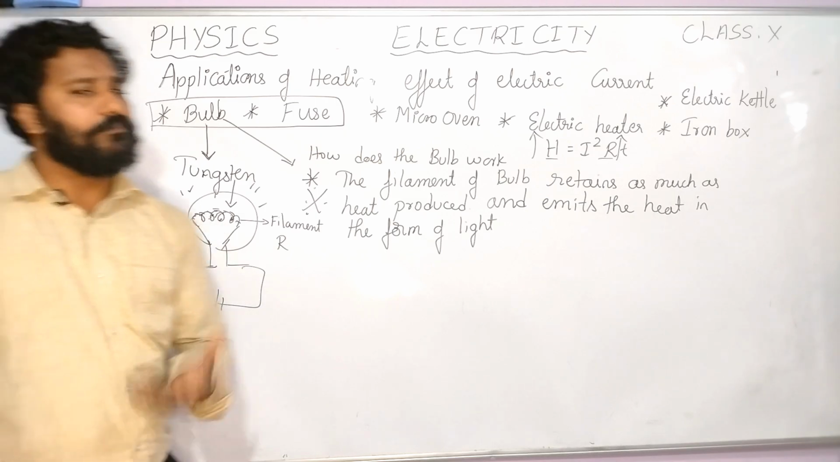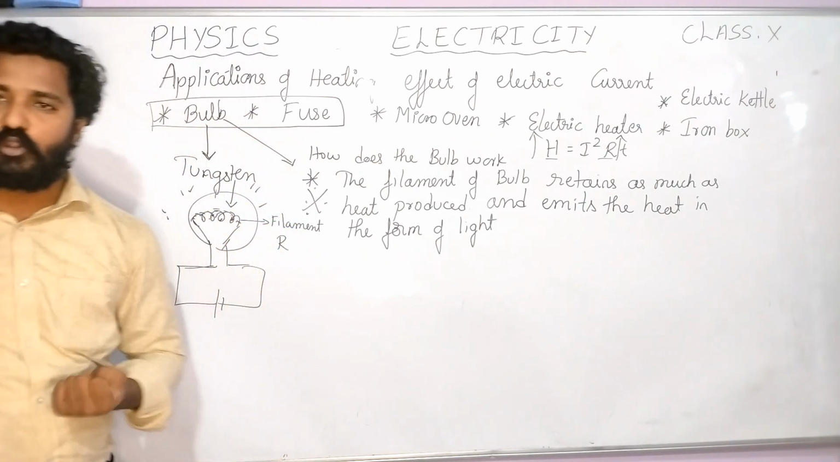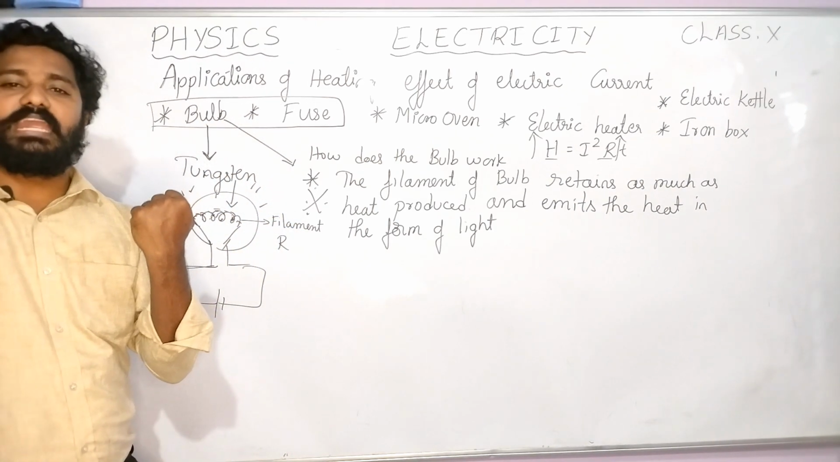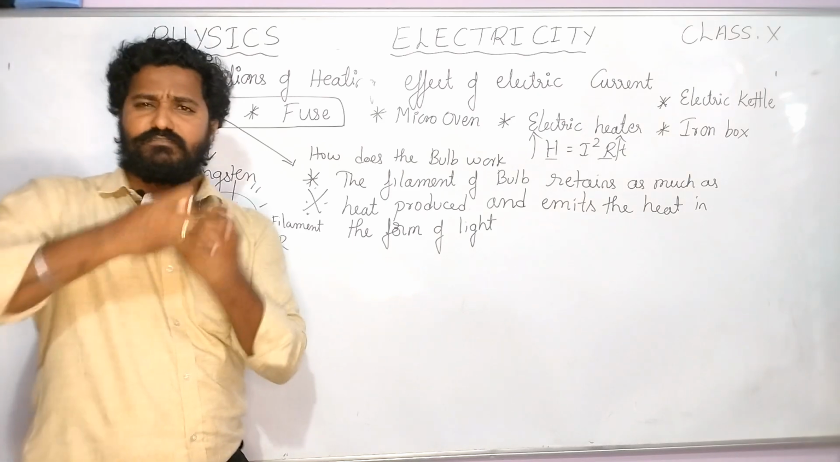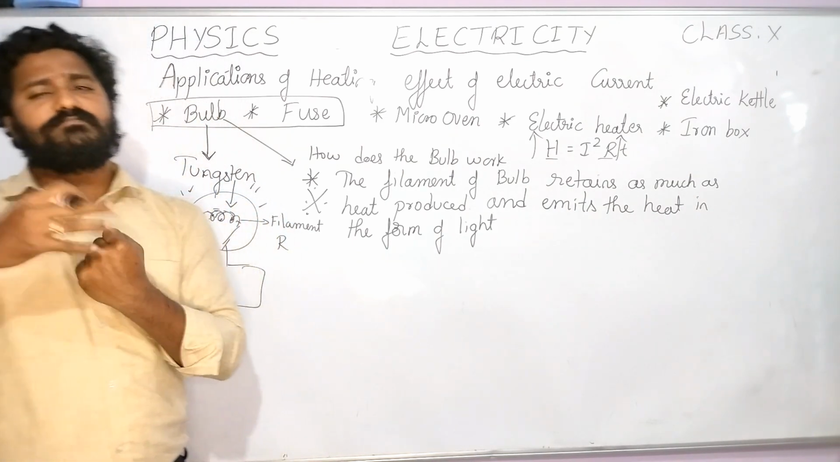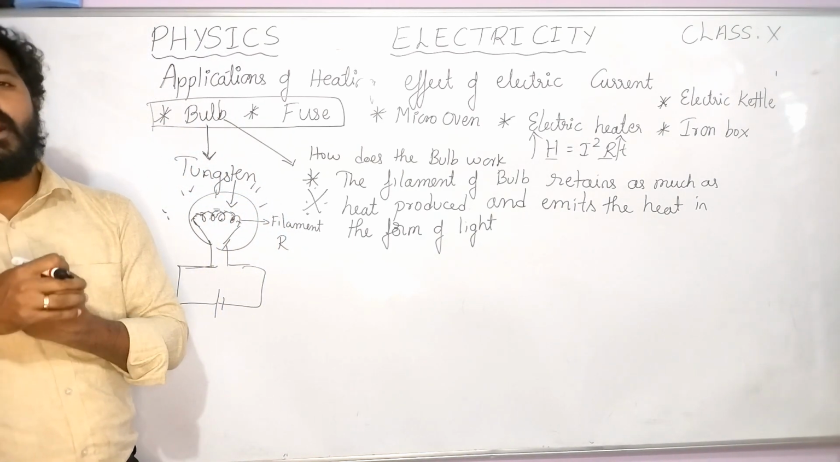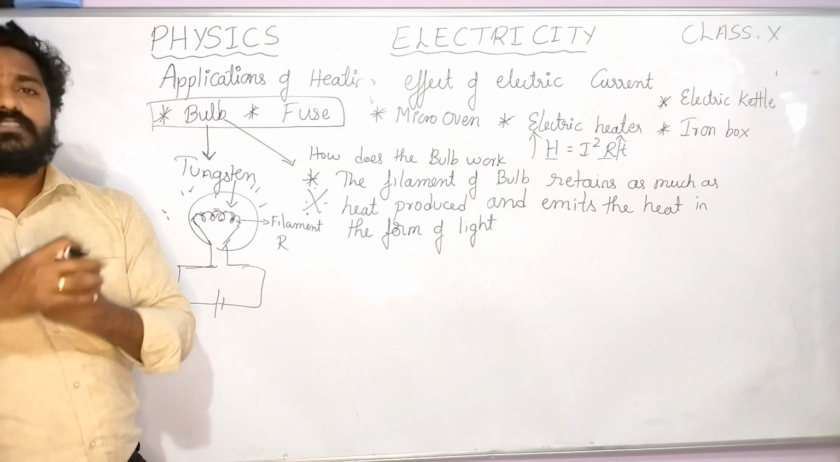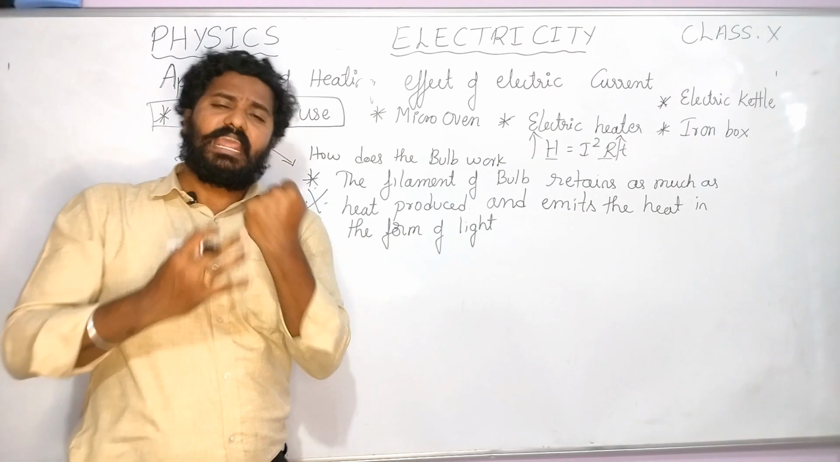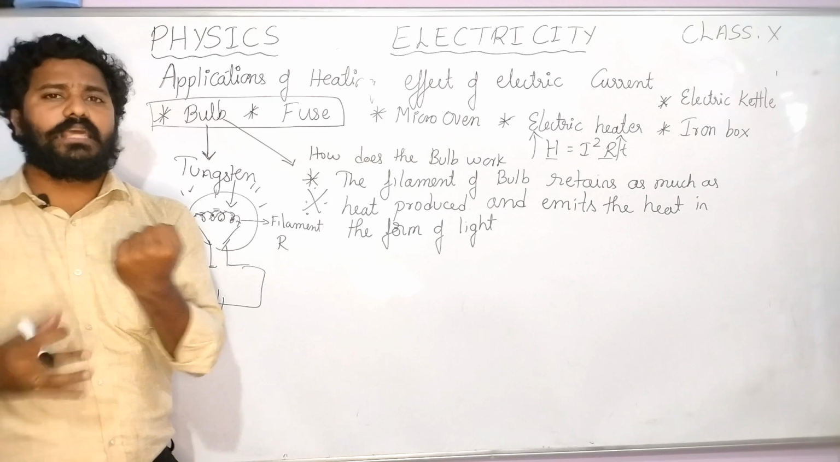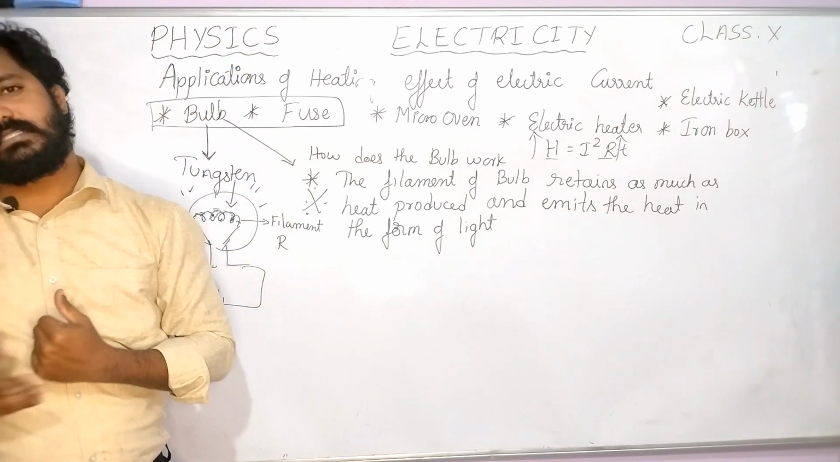The filament of the bulb retains as much heat as is produced and then emits it. Okay, first what happens? It becomes very hot. When it becomes very hot, it retains as much heat as it can. Then what happens? It just emits.